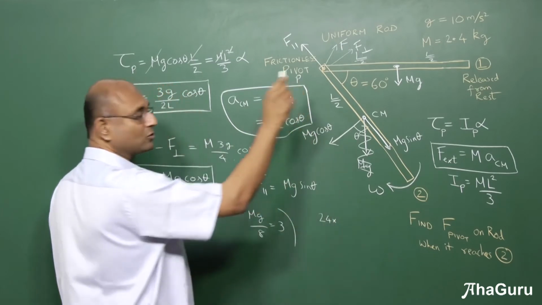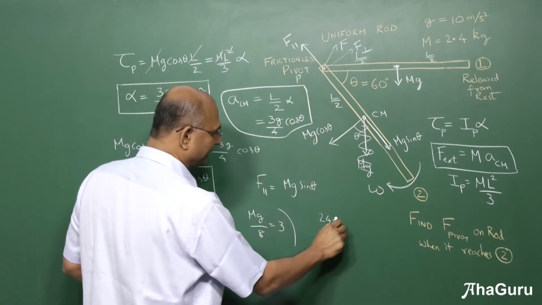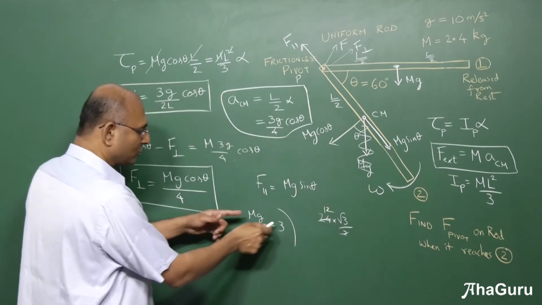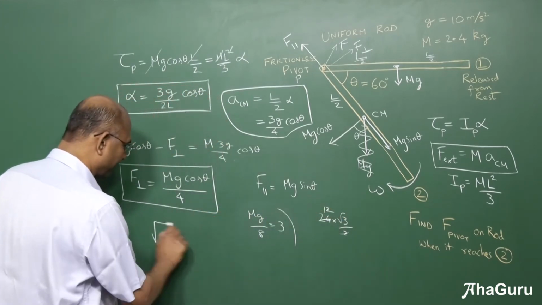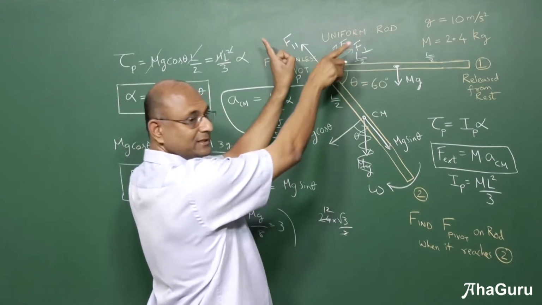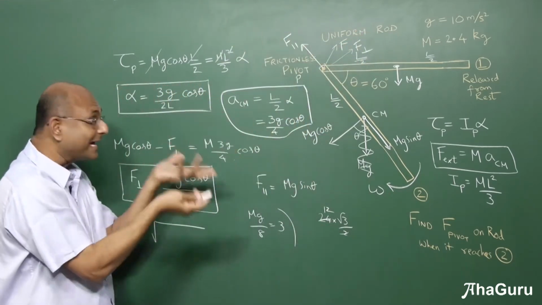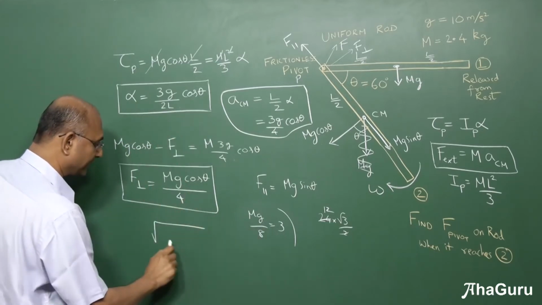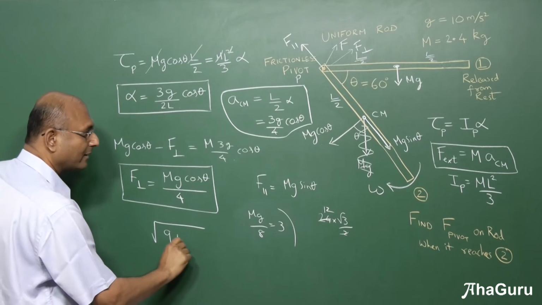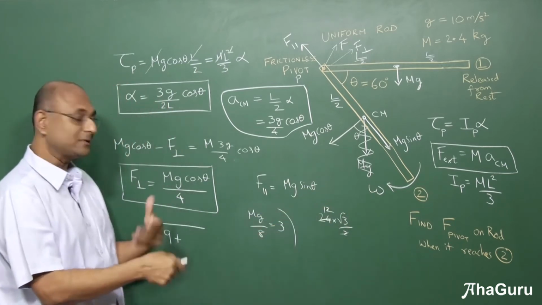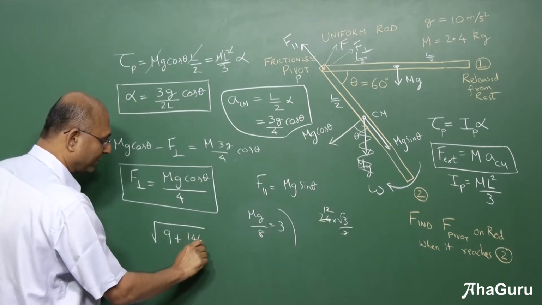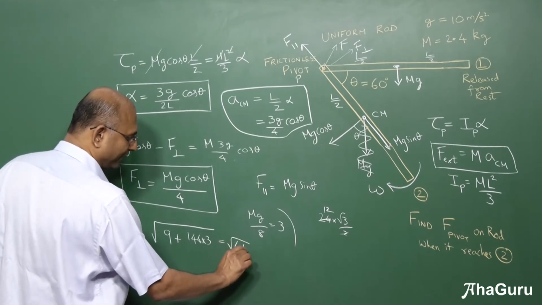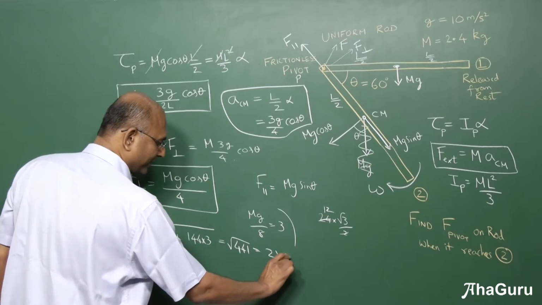So this will become 3, and this here will be mg, which is how much? 24, because m is 2.4, g is 10, into sin theta, which is root 3 by 2. So this is 12 root 3. And so if I did root of, because you see this force and that force, so you are looking at the magnitude of the force. So if I wrote root of 3 square, which is 9, plus 12 root 3 square, 12 square is 144, 144 into 3. This will give me root of 441, which is 21 newtons, right?